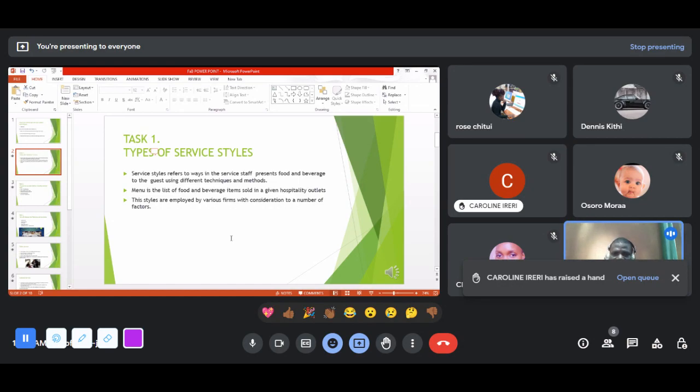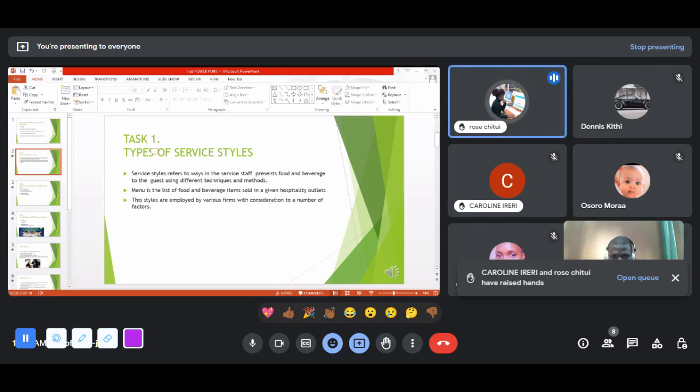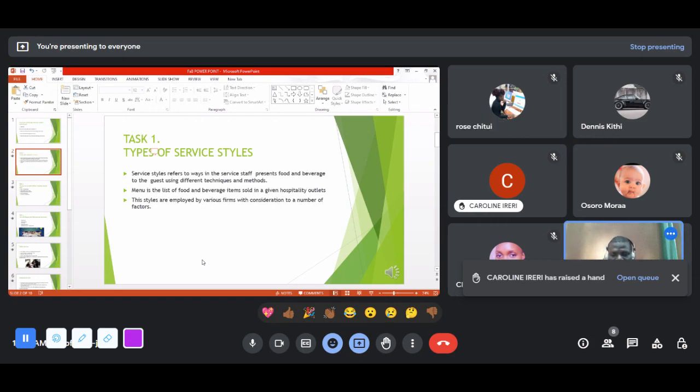Our next term to define here is the menu. So menu. Who can tell us what a menu is? Anyone who can tell us what a menu is? Yes, Rose. I can say a menu is a list of food and beverage items which are offered to a guest in a restaurant or a food establishment. Yes, this is a list of food and beverage items that are sold or given to guests in hospitality outlets. Just as you say, these are offered to guests in a hotel establishment. So thank you. That is it.